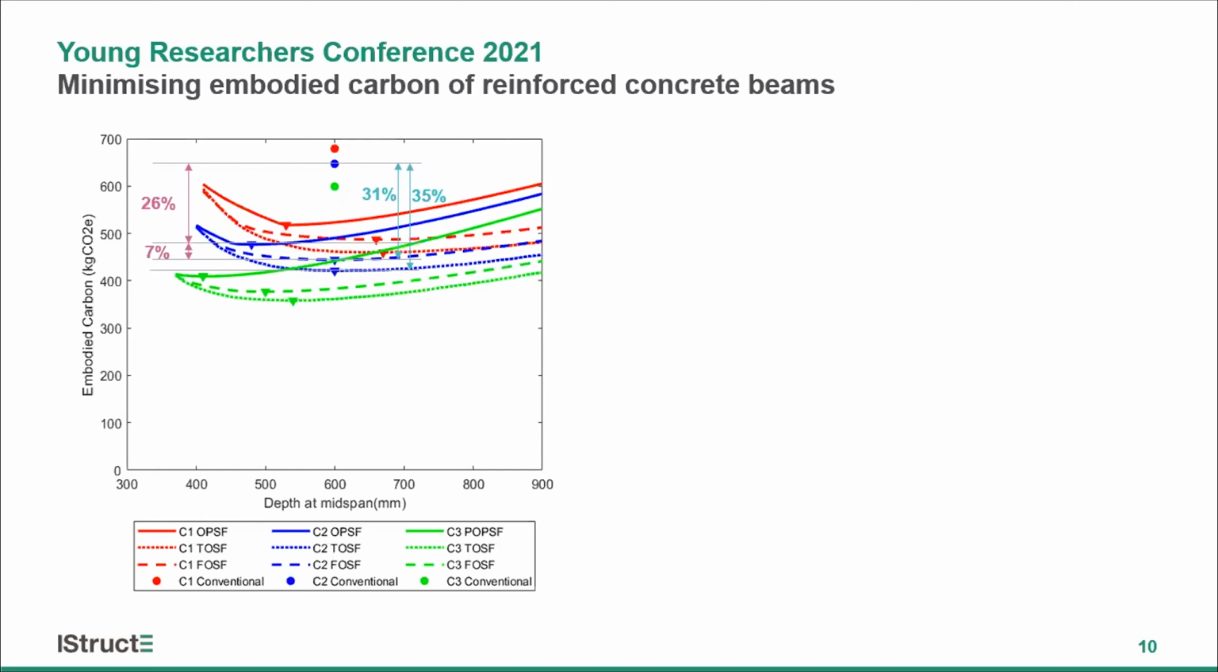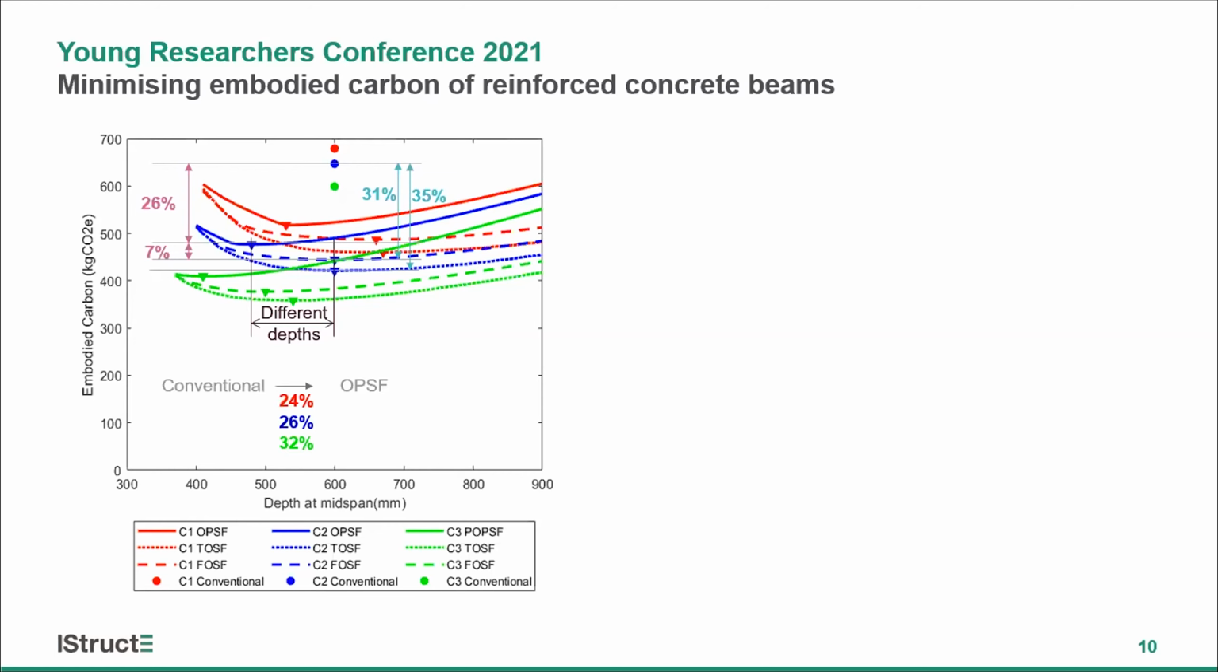Now, this can sound a little bit contradictory because shape optimization is supposed to reduce the amount of concrete used by up to even 30 to 40%. But the trick here is the optimum depths for prismatic beams and shape optimized beams can be different. Therefore, this 7% doesn't represent taking some amount of concrete from the same beam design.